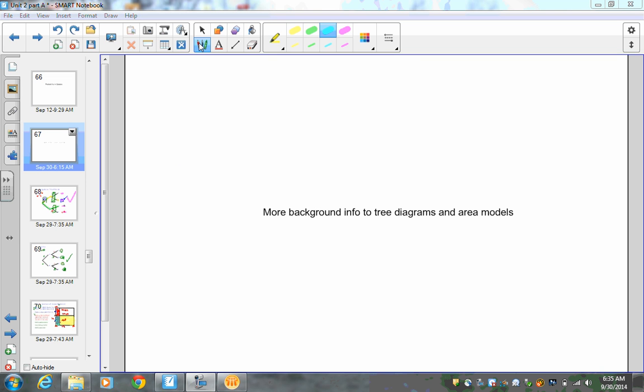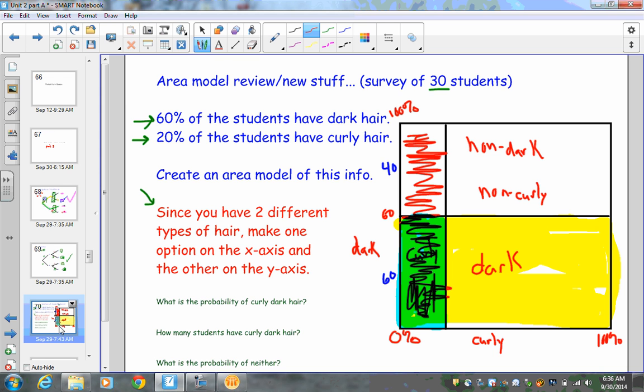Okay, welcome back. And so we will call this More Backgrounds and Info to Tree Diagrams and Models Part 2. All right, let's go back to where we're at. Okay, here we're at. So notice what we have here is our entire area square divided up into 4 pieces, and each of these pieces has a different category.